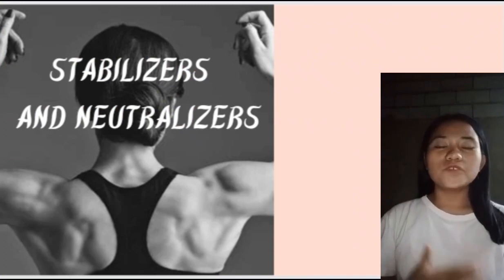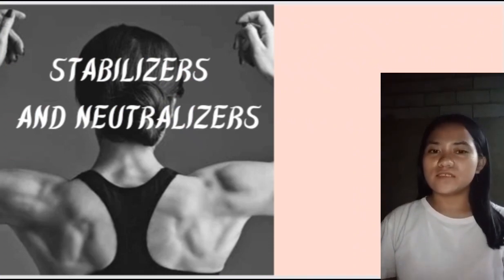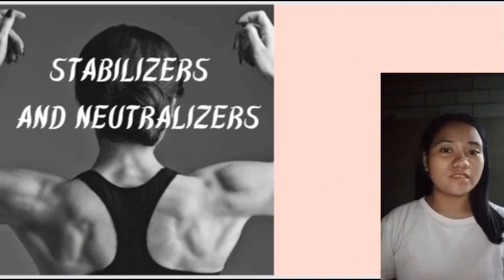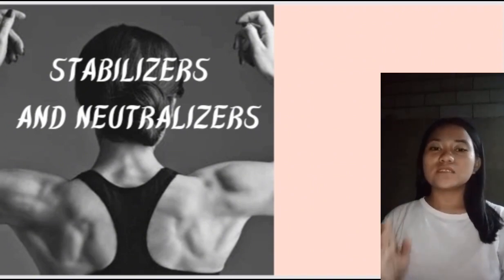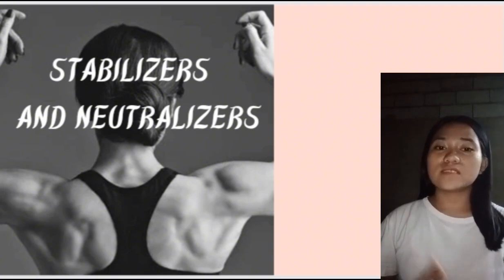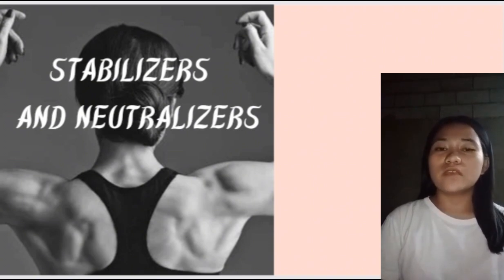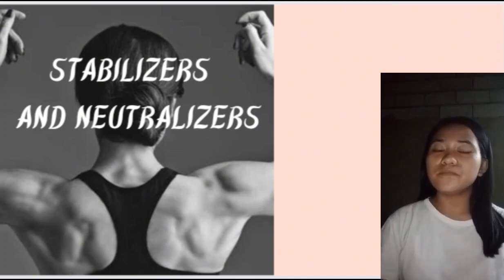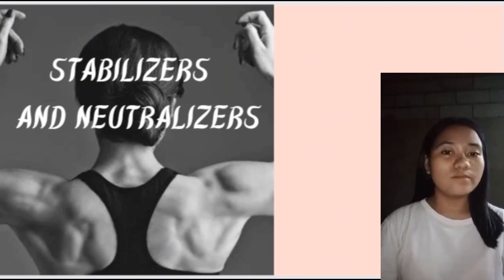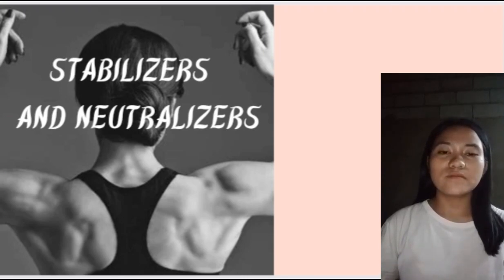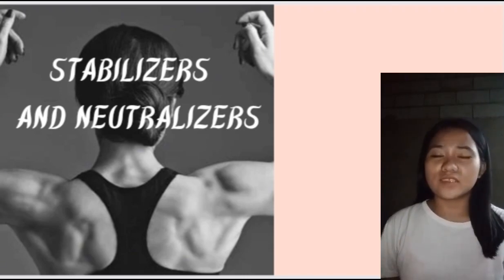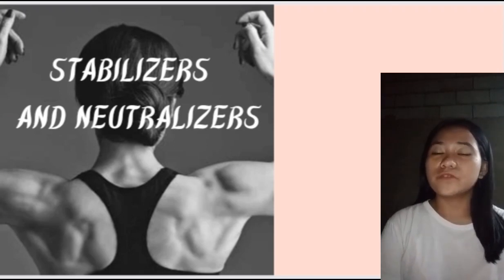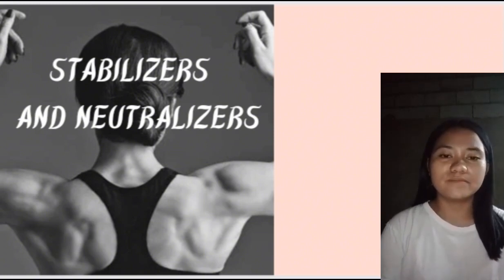So now, let's proceed to stabilizers and neutralizers. What are stabilizers and neutralizers? Stabilizers are muscles that stabilize the movement of other muscles and give support to them to avoid breakage. These muscles are represented in the hip, shoulder, knee, elbow, and ankle. On the other hand, neutralizers work to prevent movement; they contract to prevent unwanted movement.